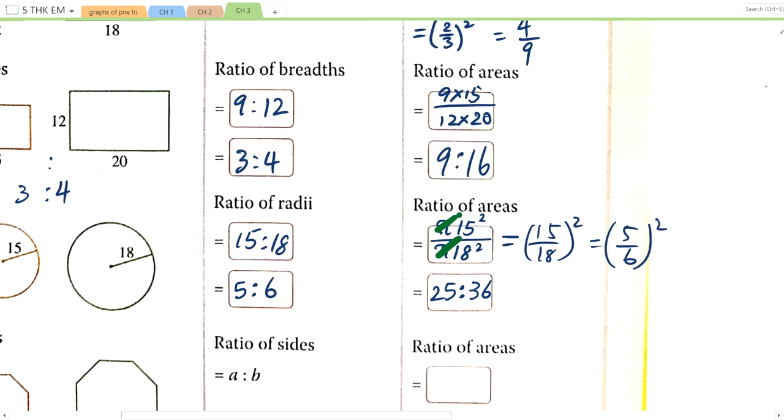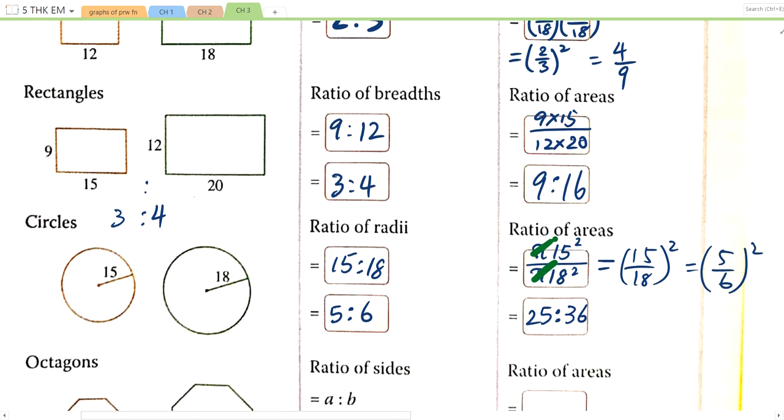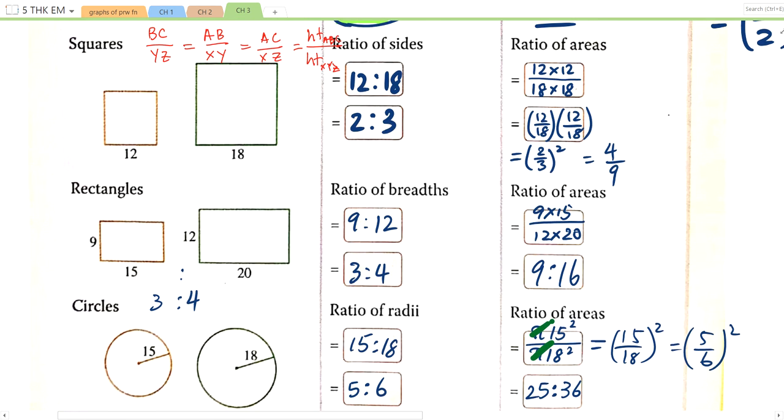Okay? With all these examples, I want you to compare 2 to 3, 4 to 9, 3 to 4, 9 to 16, 5 to 6, 25 to 36. What is the relationship to move from left to right? Square them. Okay, so let me rewrite it. This should be 4 to 9.